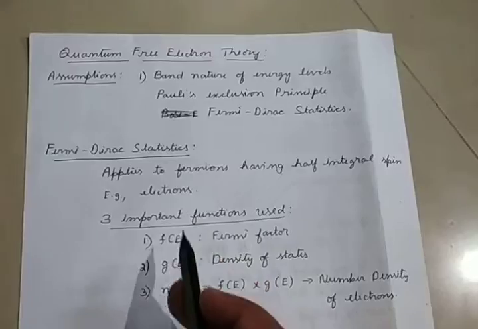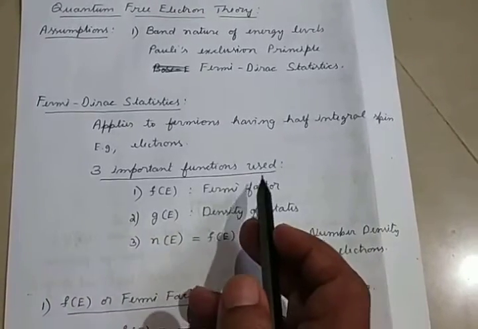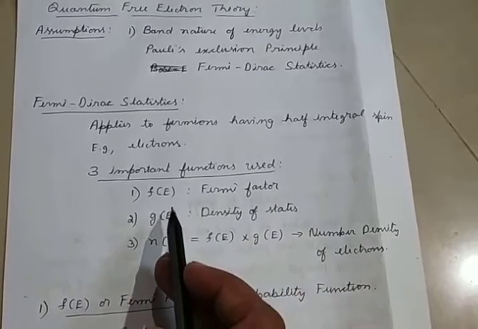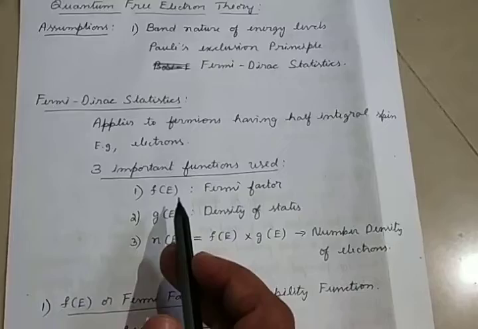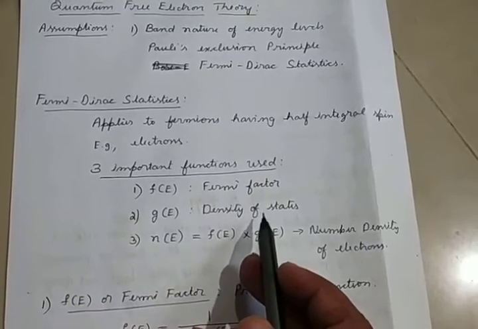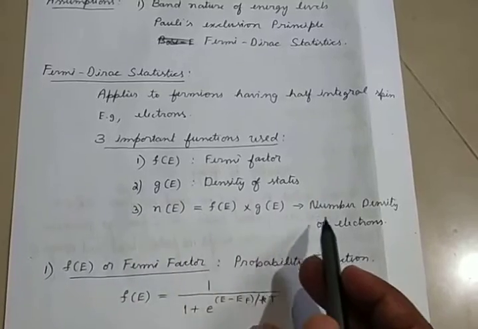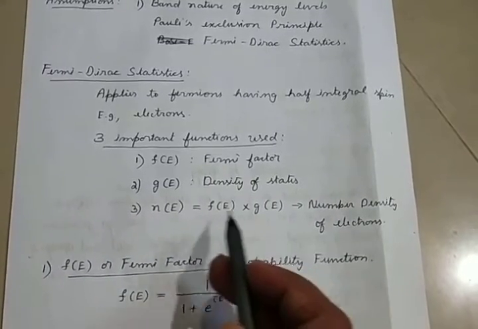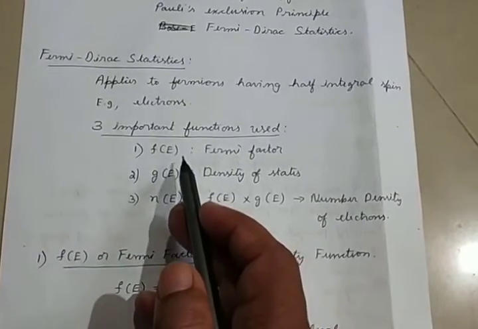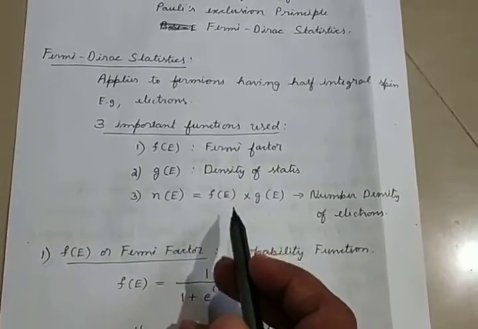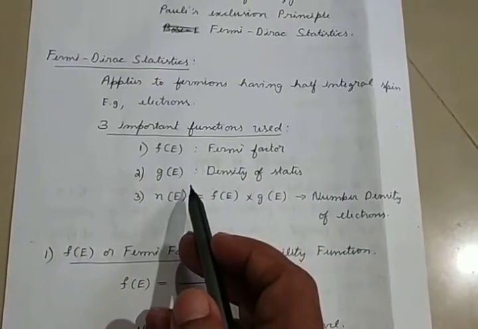So what is Fermi-Dirac statistics? In this statistics we are using three important functions. The first one is the Fermi factor, denoted by F of E. The second one is the density of energy states, denoted by G of E. And the third one is the number density of electrons, denoted by N of E, which is also given by the product of F of E and G of E. Let us see in detail what these three functions are.